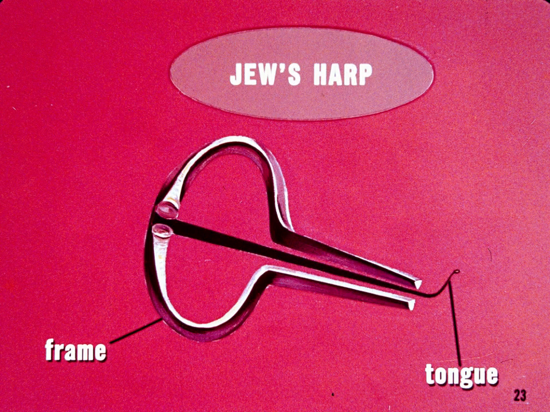There are 2 parts for this instrument. Its horseshoe-shaped metal frame has 2 ends that extend to form arms. Between them, a metal tongue vibrates when set in motion. Pitches are produced by changing the mouth's shape and size.